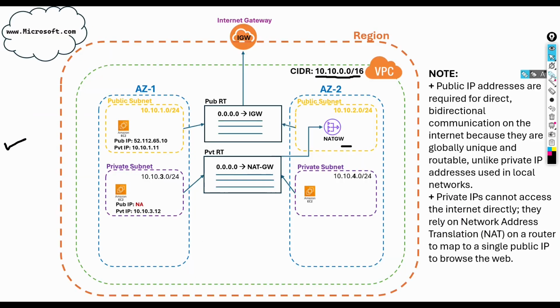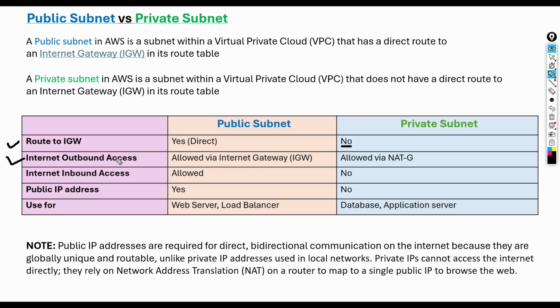If you see here, this public subnet is associated with this route table, which has the default route towards the internet gateway, means towards this internet gateway. Hence we call this subnet a public subnet. So the next point is internet outbound access and internet inbound access.